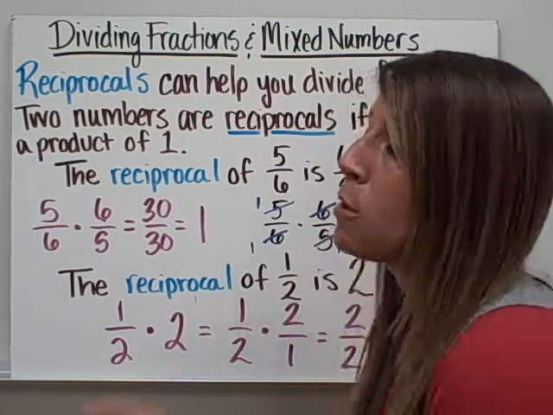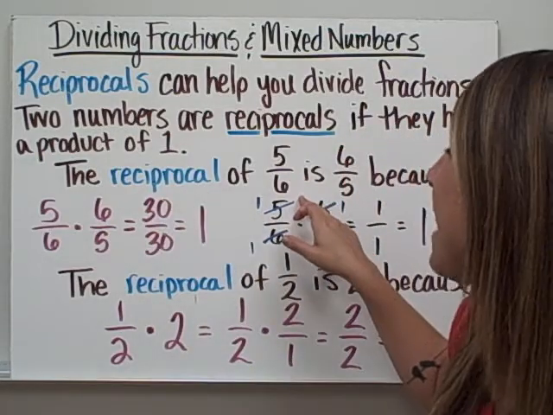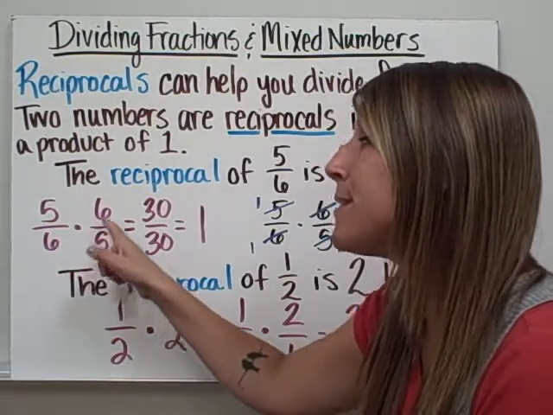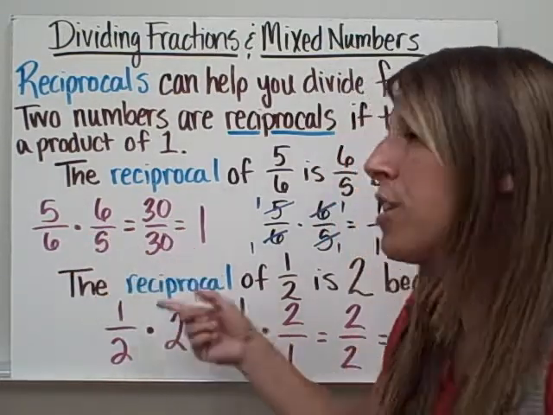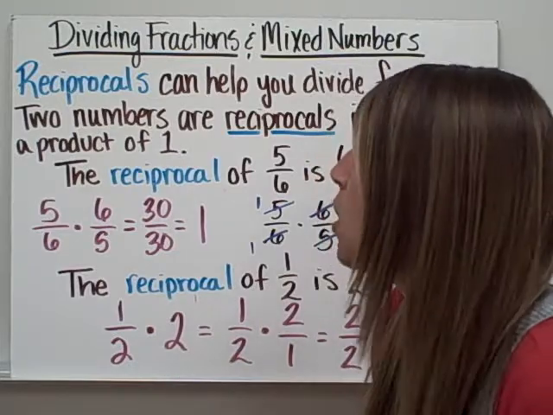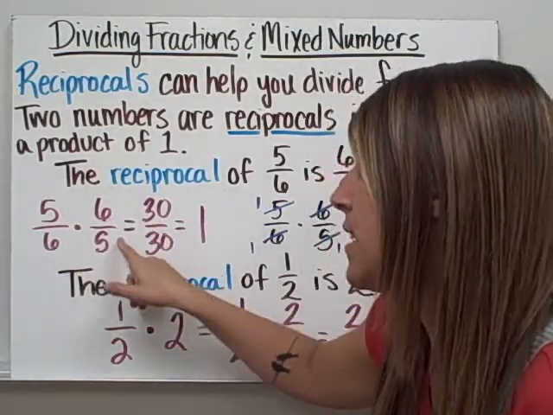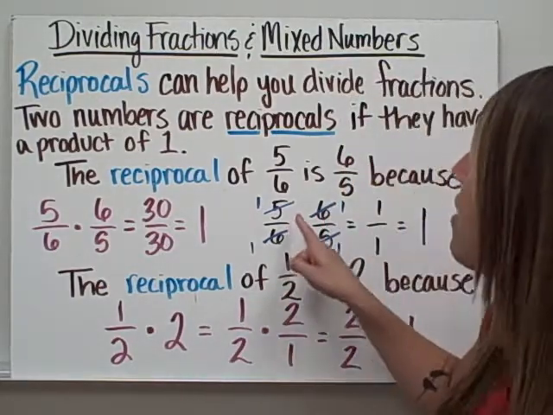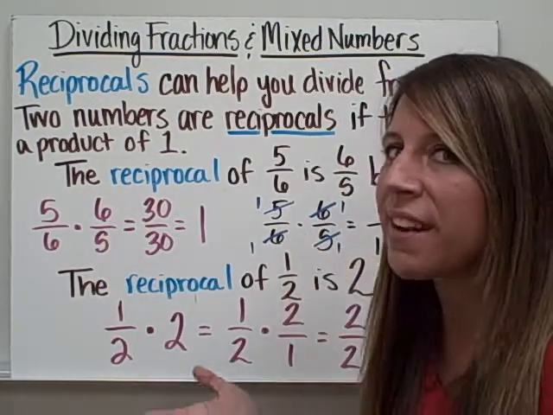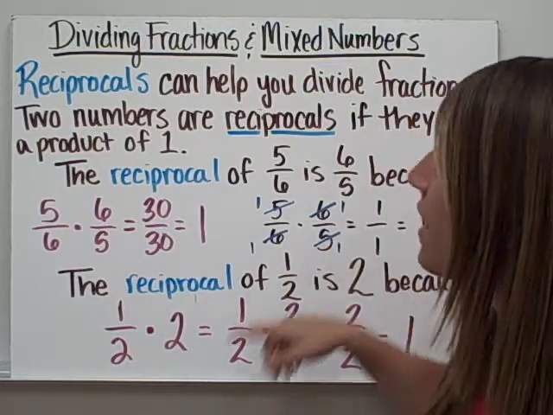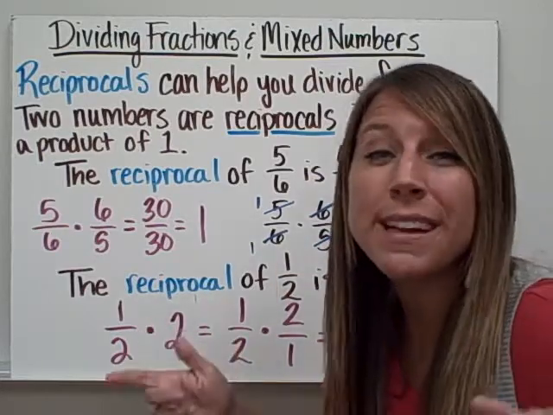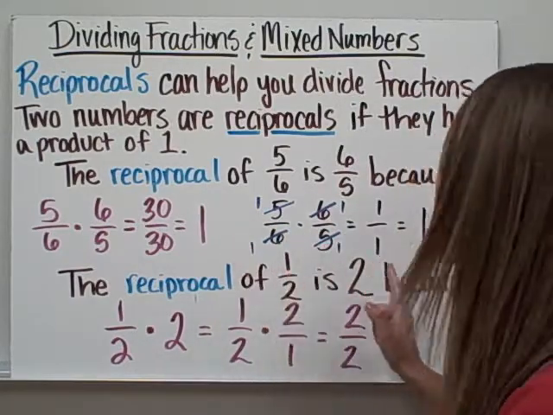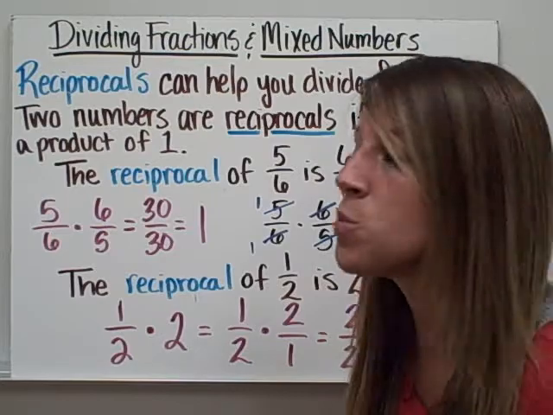So, for example, the reciprocal of 5/6 is 6/5 because 5/6 times 6/5 is 30/30ths, which equals 1. When we multiply 5/6 times 6/5, you may be comfortable enough to see that they cross cancel and that the 5's share a common factor of 5 and that the 6's share a common factor of 6, so they automatically simplify down to all 1's. 1 times 1 is 1, 1 times 1 is 1, therefore your product is 1.